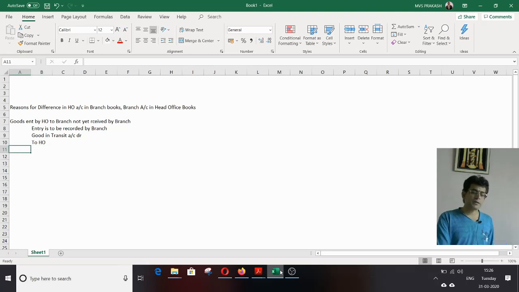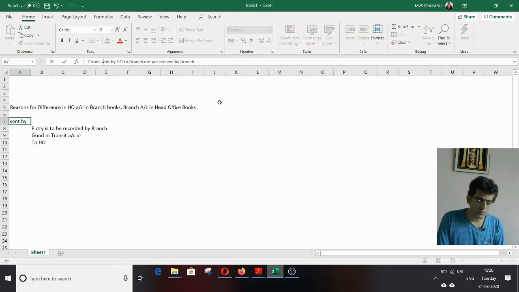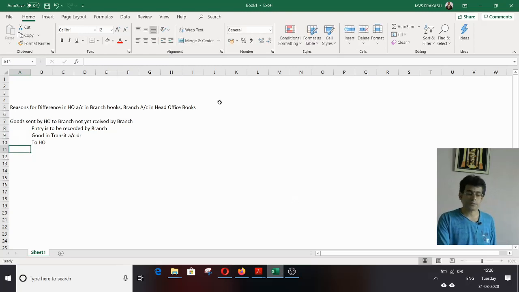This is one of the reasons for which you may have a difference between the balance in the head office account in the branch books and the balance in the branch account in the head office books. That's one reason: goods sent by head office to branch. Then what is the next one?